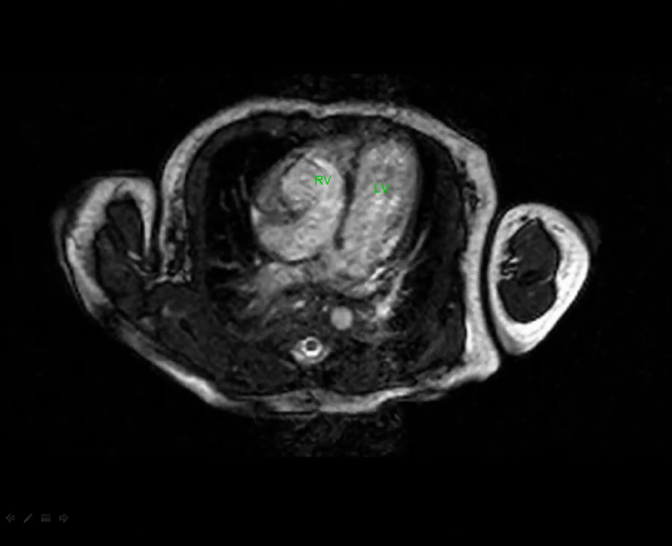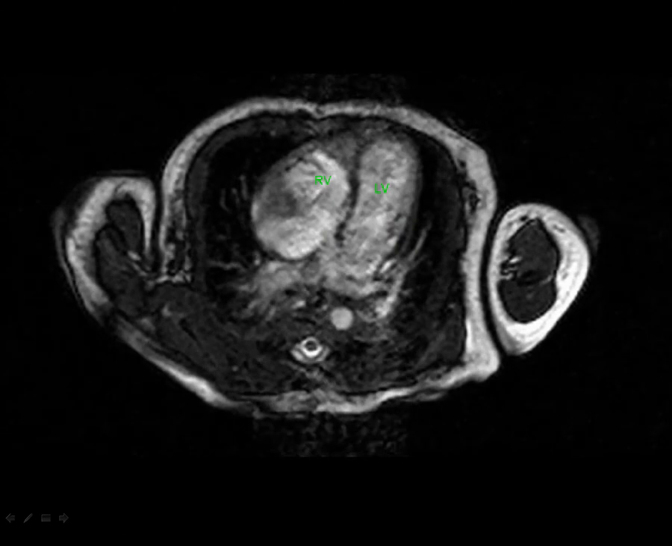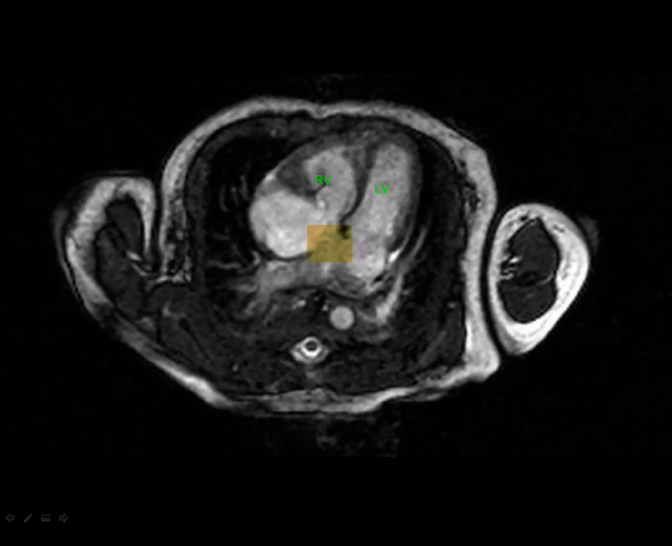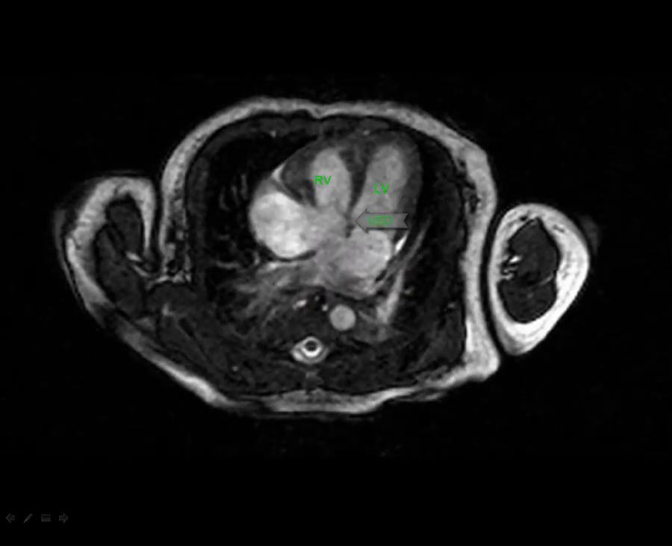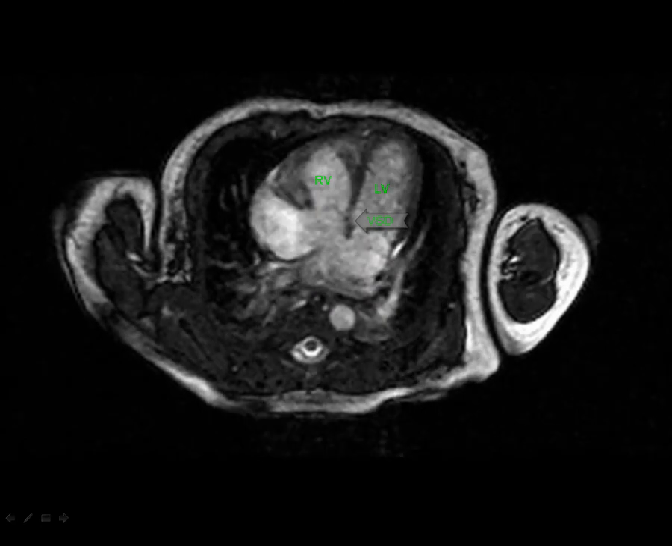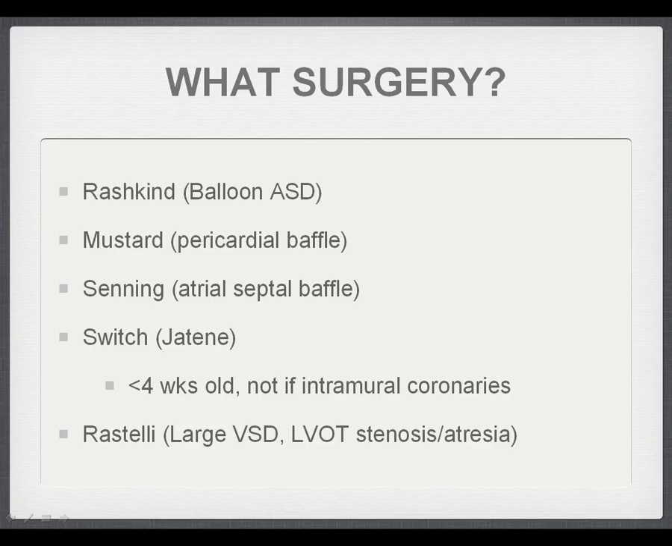And here we're able to see that there is a large ASD between the atrial chambers, and also if you're sharp you can see a very small muscular VSD high up in the interventricular septum. So if those are the features, then what happens next?